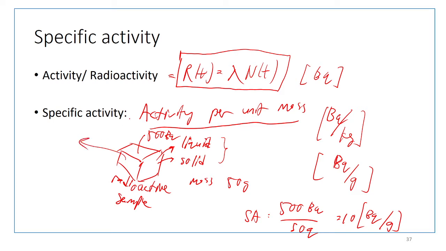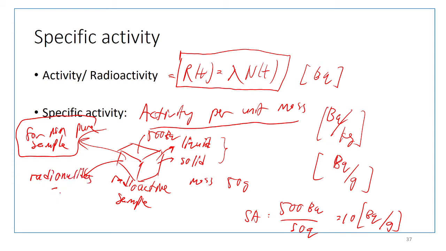So that's specific activity for a non pure sample, meaning that there are radionuclides inside the sample, as well as other nuclear species, or other nuclides. So you measure the activity of the sample as well as the mass, then you can determine the specific activity.